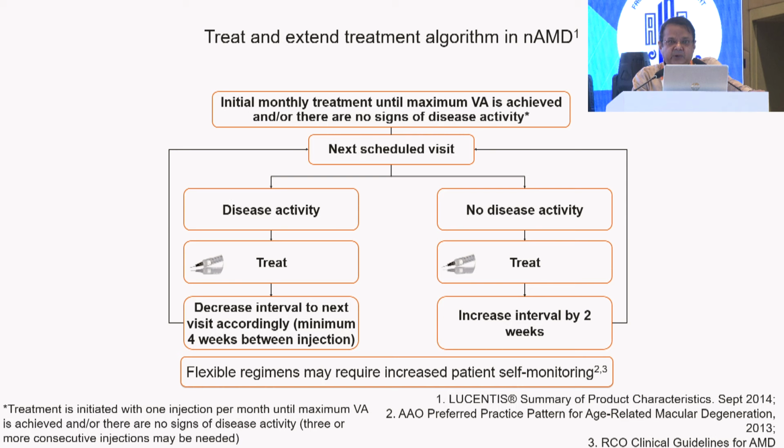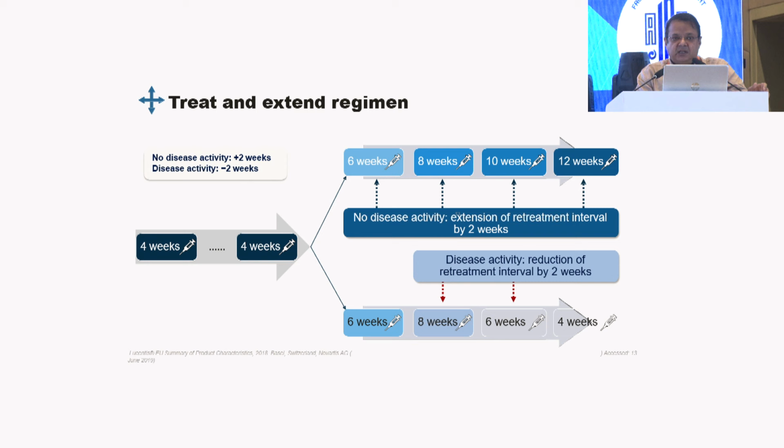The main problem with the PRN regime was that we were losing vision in these patients, so we shifted to treat and extend in age-related macular degeneration. The basic concept of treat and extend is that even if you don't have any SRF, you still have to inject. That is very important. SRF or intraretinal fluid is not mandatory in the treat and extend regime. You start with every 4 weeks. Then if the fluid has dried up, you shift to injection at 6 weeks, then extend by another 2 weeks to 8 weeks, and you can extend up to 12 weeks. Anytime you are extending by 2 weeks and the SRF or intraretinal fluid comes, for example at 10 weeks, you reduce the interval to 8 weeks and keep injecting at 8 weeks.